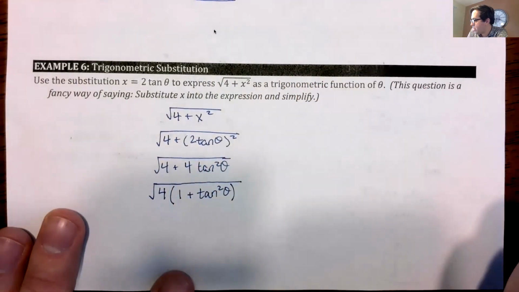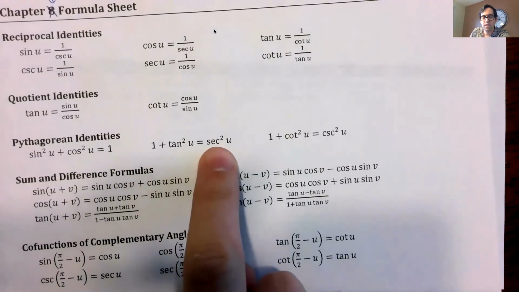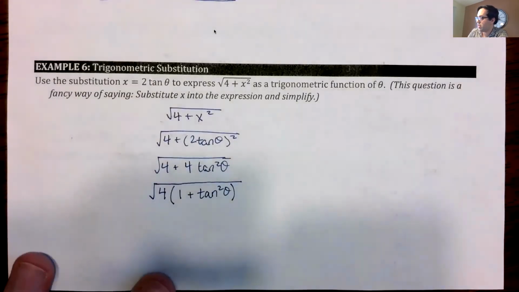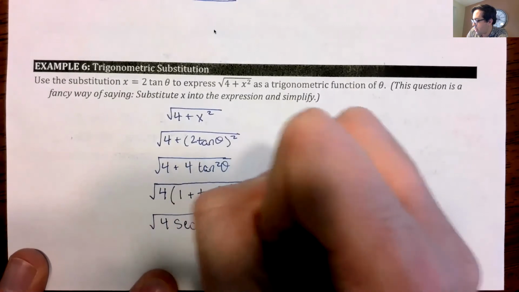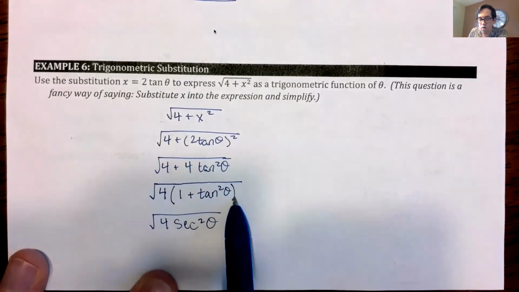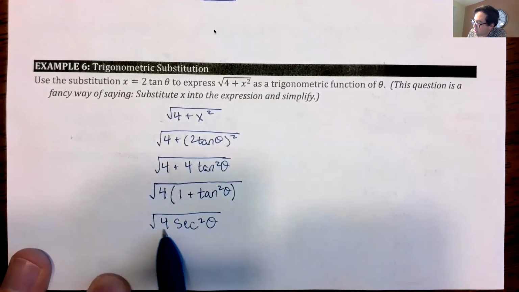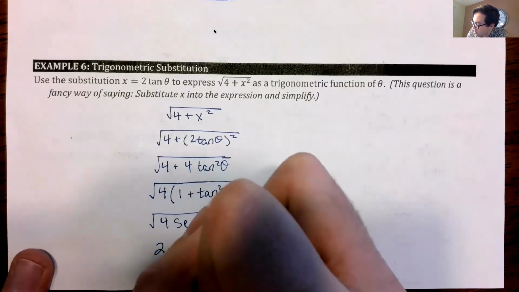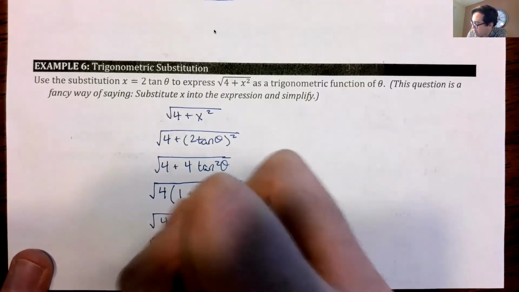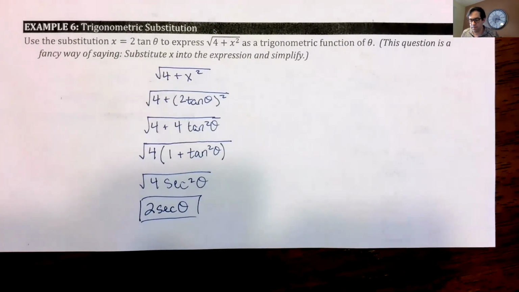That is great news because 1 plus tangent squared equals secant squared. So we can replace that with 4 secant squared of theta. So the 1 plus tangent squared all went away and became secant squared. And now we have a square root of one term, and both of the parts of that term are perfect squares. So the 4 becomes a 2, the secant squared becomes a secant, and we have officially simplified to 2 secant of theta. All right, so that is the last question.